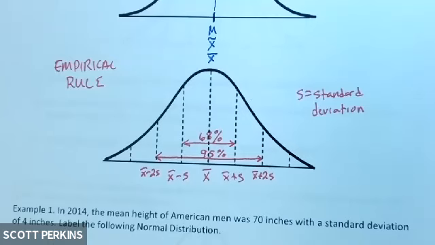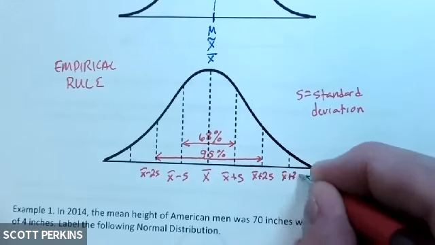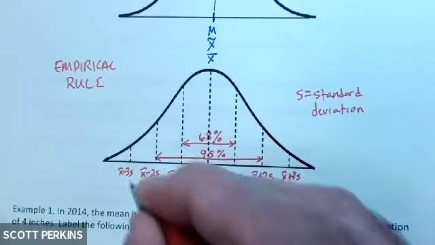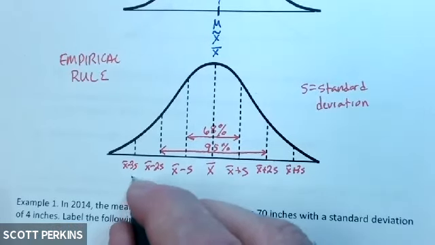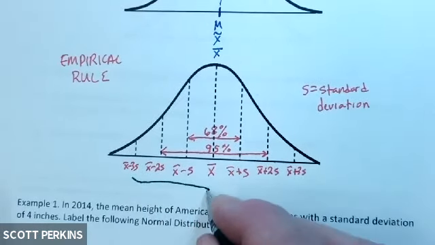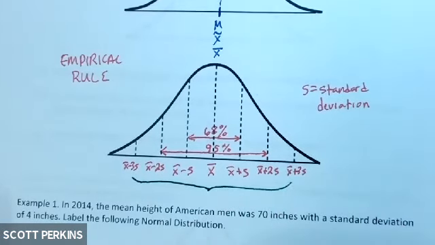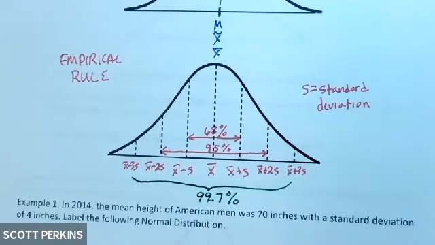I know that doesn't help you, but it'll help me in the future. And then last but not least, if I go three standard deviations, so X bar plus three standard deviations, and then X bar minus three standard deviations, I'm going to use a different color here so that it's noticeable. What we know from the empirical rule is that from three standard deviations below to three standard deviations above, 99.7% of your data values are there.